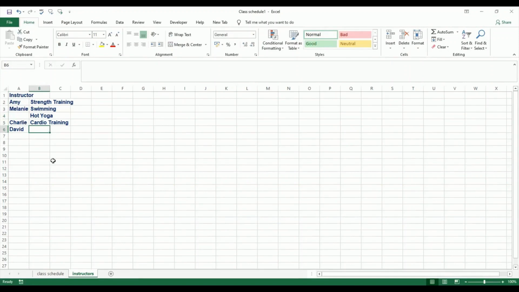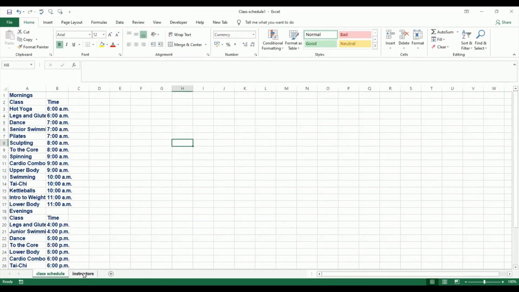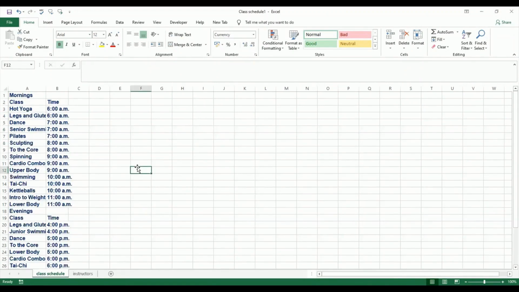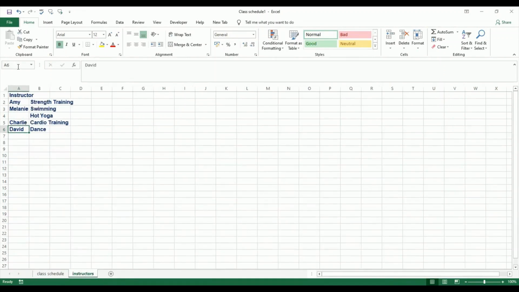He could be teaching, let's say, what else do we have? Dance. David does not have an instructor name. Right now, David is A6. So if somebody comes here and says, by the way, who's teaching dance? Dance, A6. Sounds bad, huh? Instructor number 6, huh, it sounds proper. So we have to rename this cell A6 and call it instructor 6.